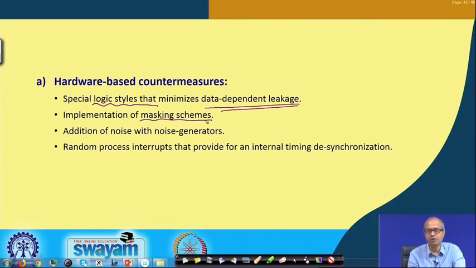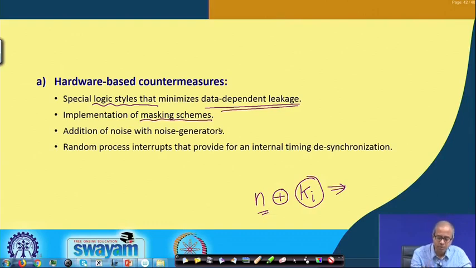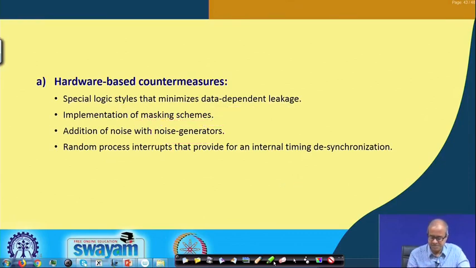So, it is better to use those kind of design styles, and there is something called masking scheme. We talked about obfuscation in the first lecture in this series. So, when you are storing some data, we are trying to hide it. Let us say I want to store a number n, I am not storing it as n, I am taking it exclusive OR with some other value k and I am storing this. So, unless I know k I cannot retrieve n. Or I can use some kind of noise generator. It will generate some random numbers, it will generate random power noise, random interrupts. These are some of the countermeasures.